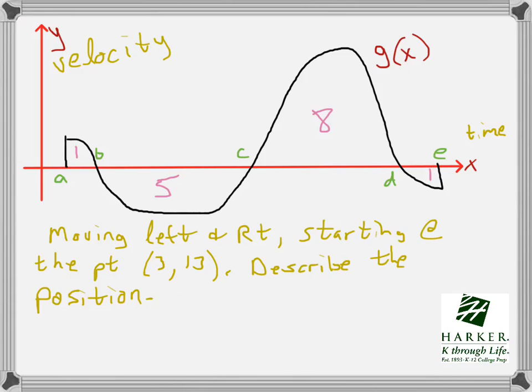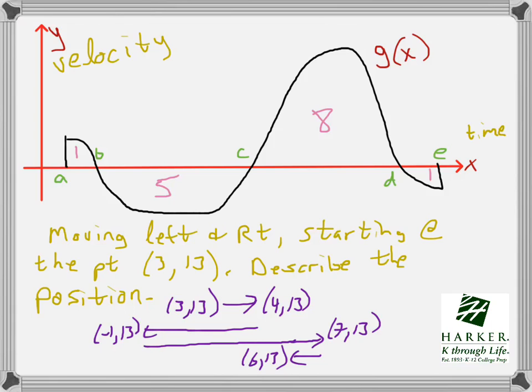Well, it starts at 3, and then it's going to move to the right 1 unit, to 4. And then it's going to move to the left 5 units and end up at negative 1. Then it's going to move to the right 8 units, ends up at 7, and then it moves to the left 1 unit, to 6.